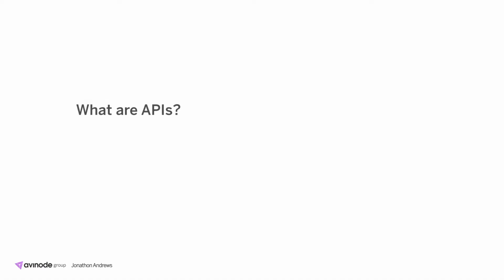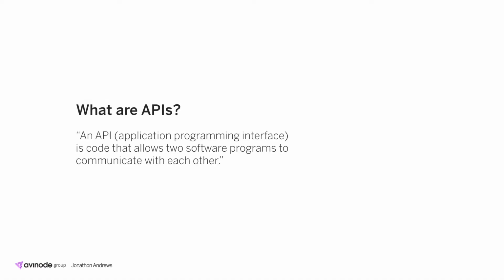So, first of all, what is an API? I think the easiest way to describe an API is to think of it as a way of sharing. Two software programs with potentially very different purposes can work together to empower each other.